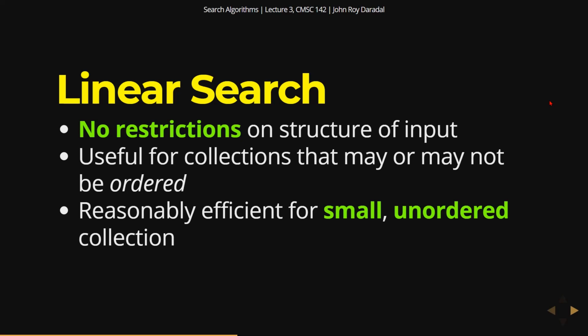So linear search is reasonably efficient for small and unordered collections of items, but when you go to a bigger and bigger data set, linear search might not be as effective. Because if you have 1 million data points, then you'll have to search up to 1 million iterations, right? So yeah, that's linear search.